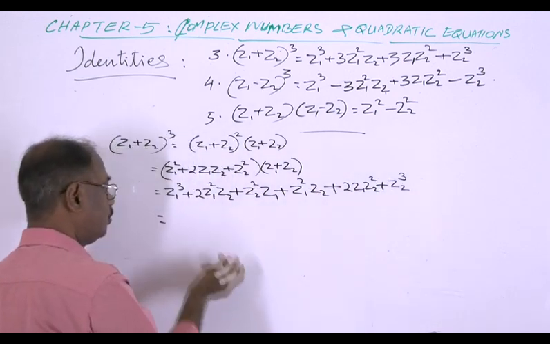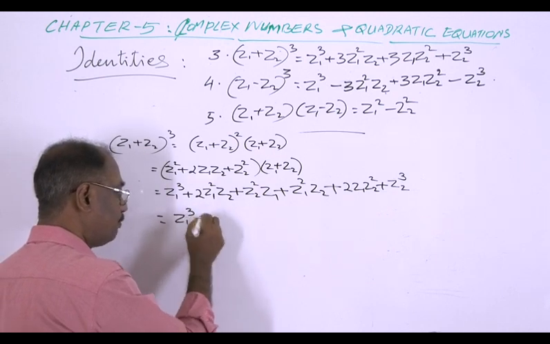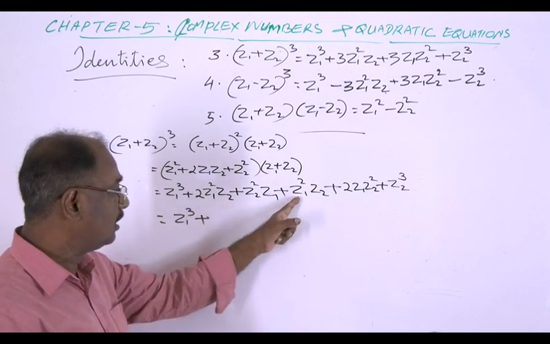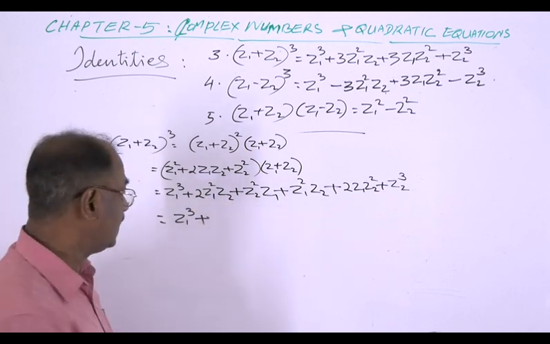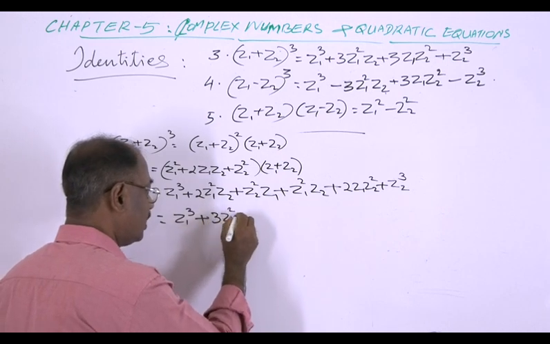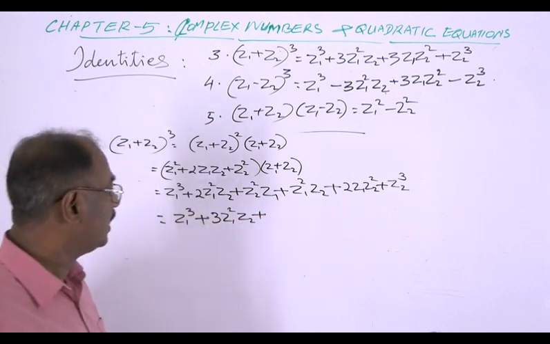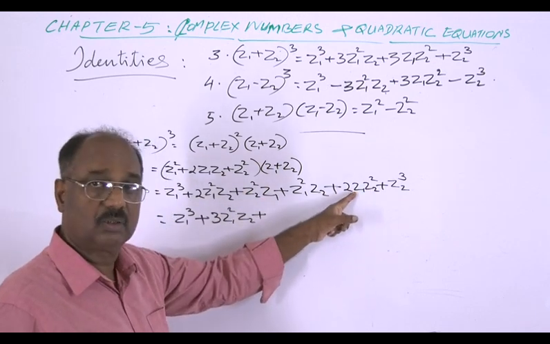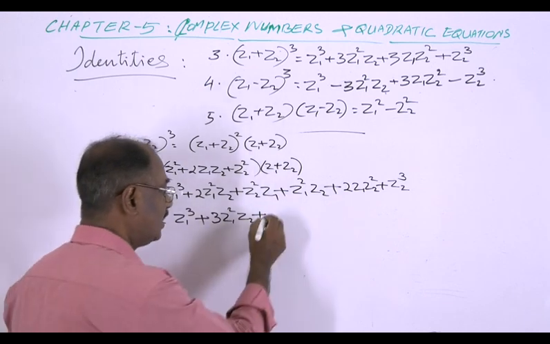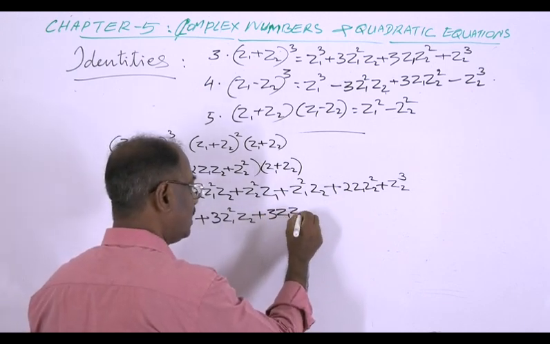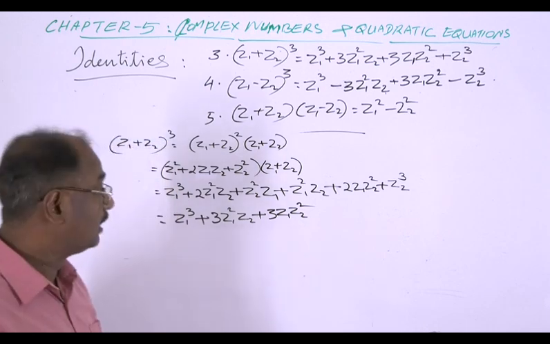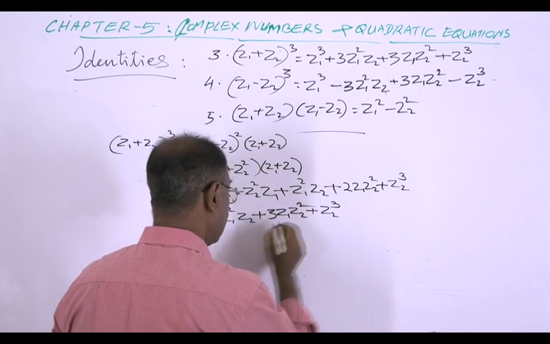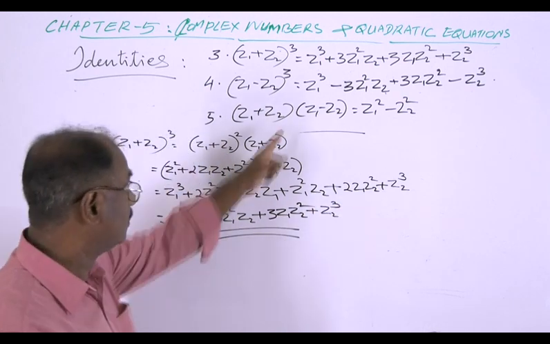This is again equal to the first term Z1 cube plus 2 Z1 squared Z2, then Z1 squared Z2, which is 3 Z1 squared Z2, plus Z2 squared Z1 and 2 Z2 squared Z1. So we see that this is 3 Z1 Z2 squared, and then Z2 cube, and this is the required result.